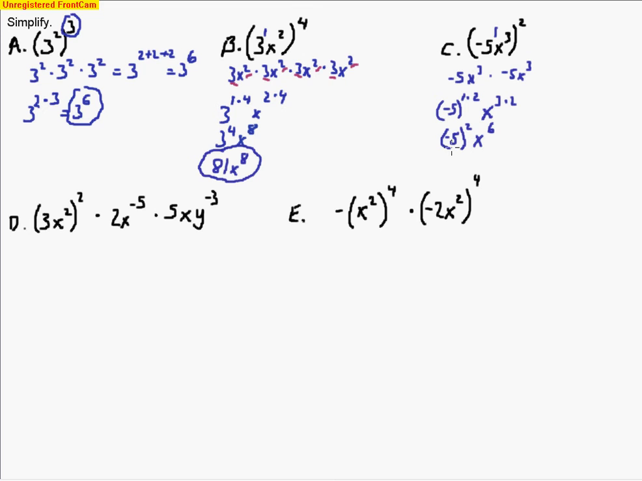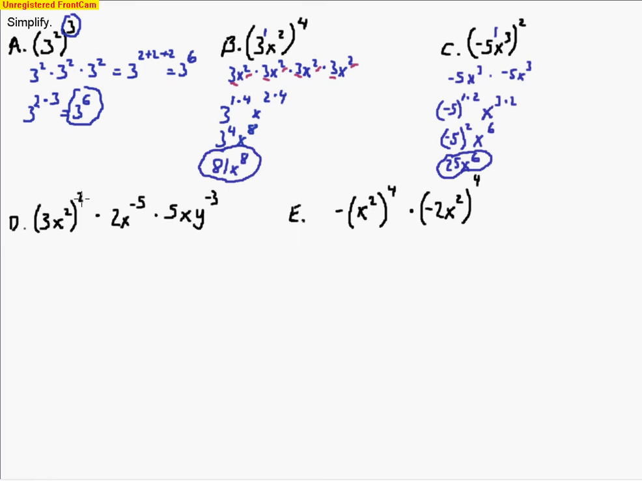And so what we can do here is simplify this. Negative 5 and negative 5 make a positive 25x to the 6th power. And there's our answer. Well, we get some more difficult problems using properties that we just learned now with properties that we used yesterday. So here's an example.